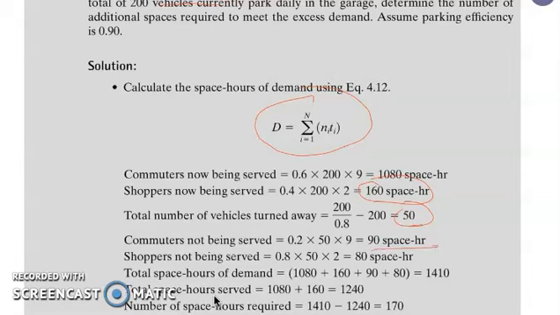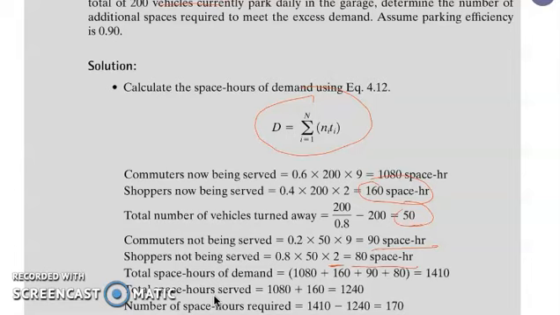For the shoppers not being served, if 20% of those who cannot park are commuters, then 80% of that are shoppers. So that will be 0.8 times the total number of vehicles that turned away, times 2. This is the duration of parking for the shoppers. So that will be equivalent to 80 space hours.